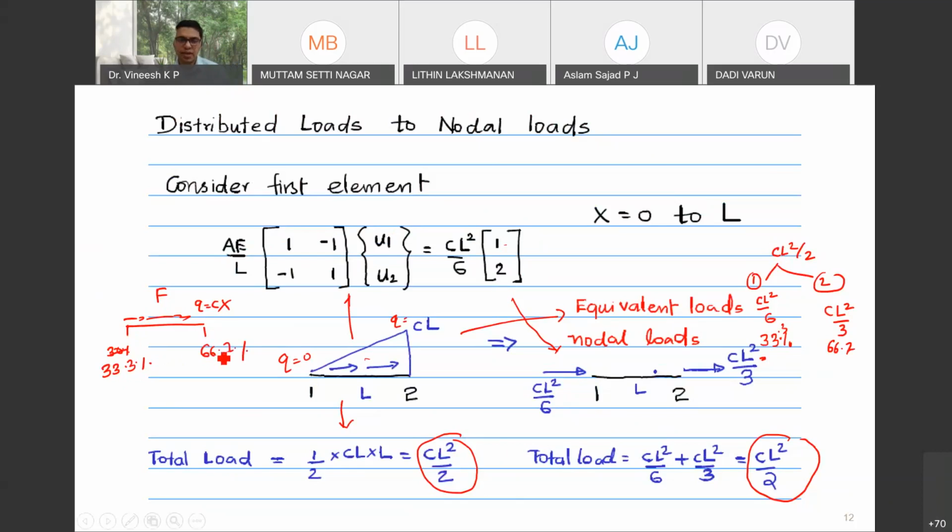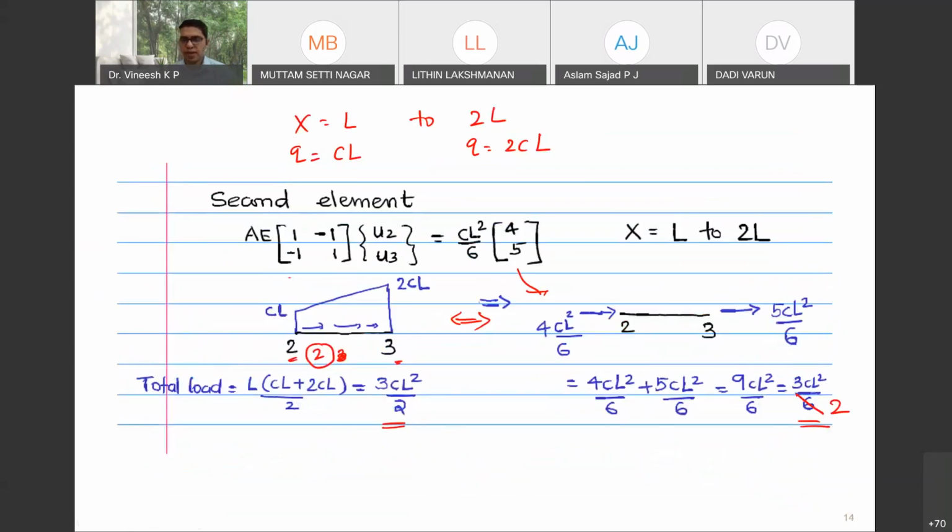The same thing you can see in the second element also. For the second element, what is the total force? Total force is equal to 3 CL square by 2. And what is the load distributed on the first node? That means the second node here, and this is the third node. That corresponds to the second node of the element. This is 4 CL square by 6, and this is equal to 5 CL square by 6.